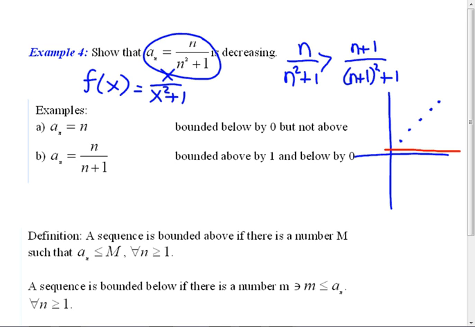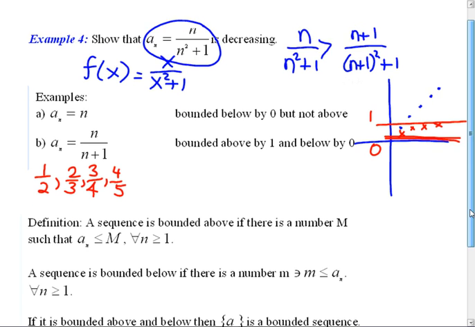What about n over n plus 1? Let's write some terms out. What's 1? It's 1/2, right? What's the next one? 2/3. What's the next one? These are all going to be positive for now; we'll deal with negatives later. 3/4, 4/5. Okay? It's bounded, isn't it? It looks like it's bounded above by 1, and it's bounded below by 0.